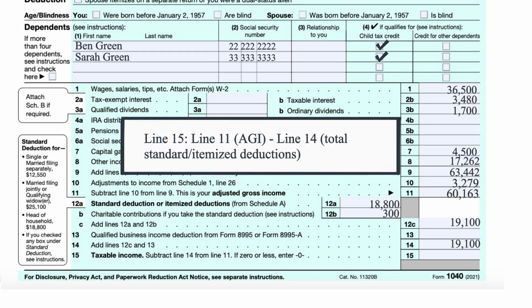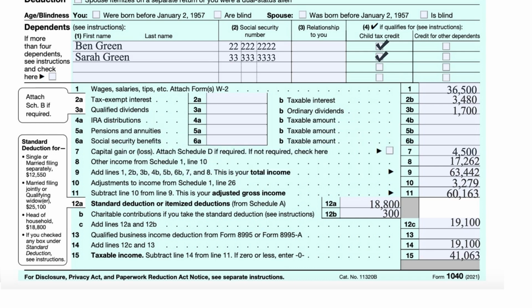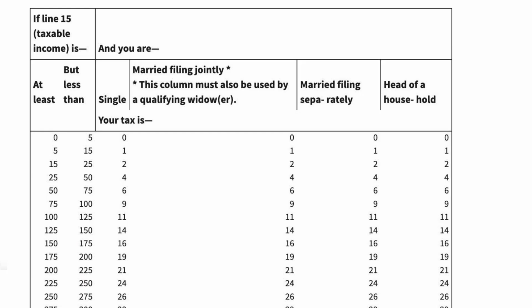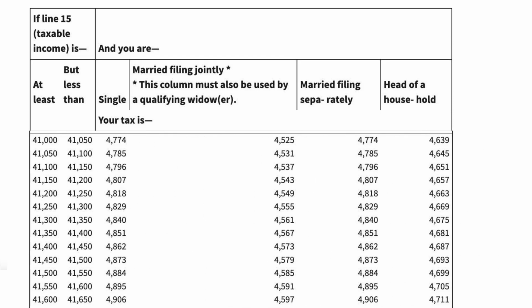Line 15 is for subtracting line 14, the taxpayer's total itemized deductions, from line 11, the taxpayer's total adjusted gross income. Line 16 is for entering tax. The IRS provides tax tables to make it easier for certain taxpayers to figure their income tax due. A taxpayer with $100,000 or more in taxable income will not use the tax tables, and they must use the tax computation worksheet. Based on the tax return for Emily Green that we have been filling out, her tax is $4,645, and we will enter that on line 16.